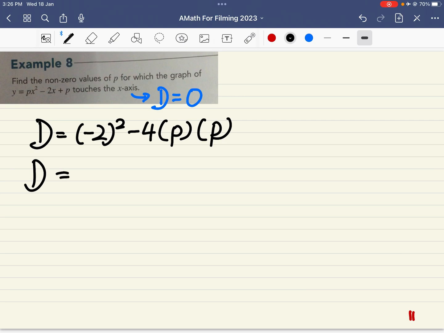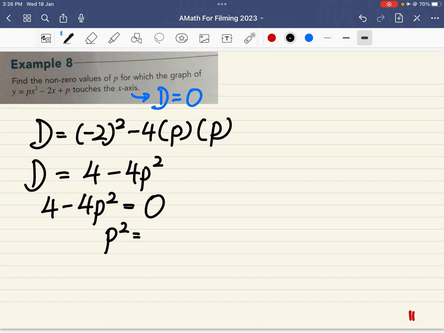Okay, then now my D is equal to 4 minus 4p squared. So what I'm looking for here is that I know that my D equals 0, okay? For it to touch the x-axis, 4 minus 4p squared is equal to 0. Then solving, I'll get p squared is equal to 1. Square rooting both sides, p equals 1 or negative 1.